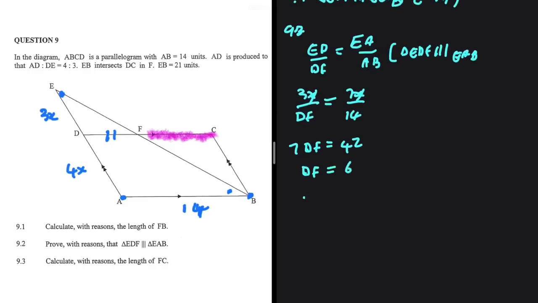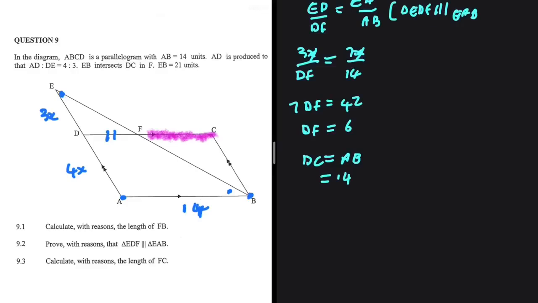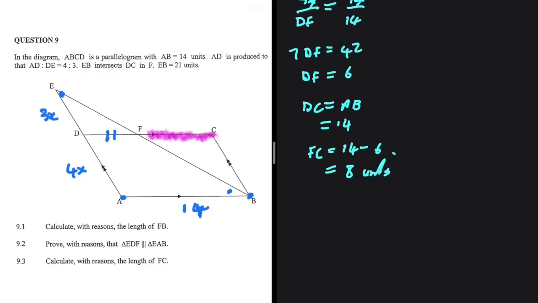But we know that DC is equal to AB, which is equal to 14, because ABCD is a parallelogram. So FC will be equal to 14 minus 6, which is equal to 8. 14 minus 6 is 8. So FC is 8 units. And just like that, we have the length of FC.